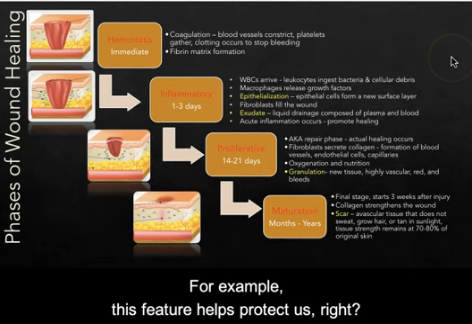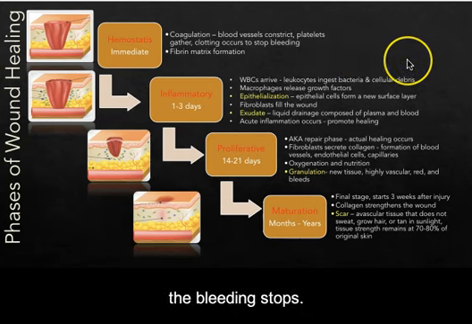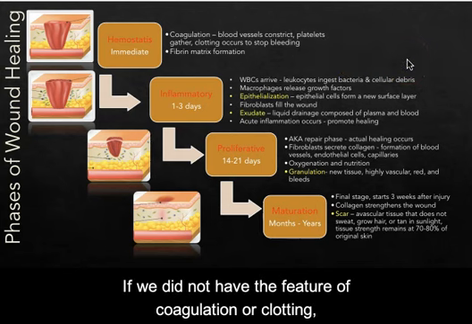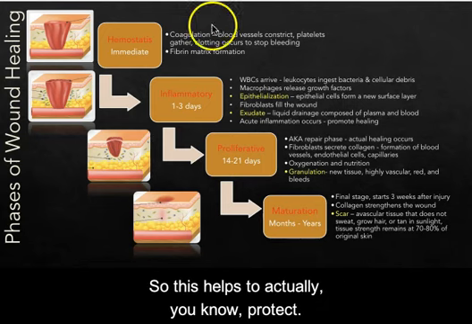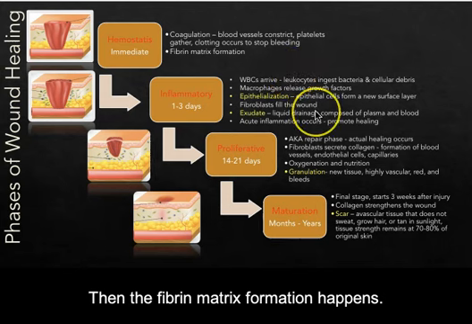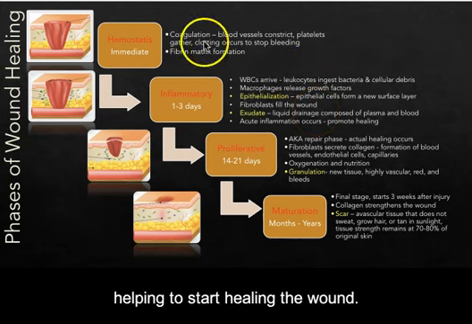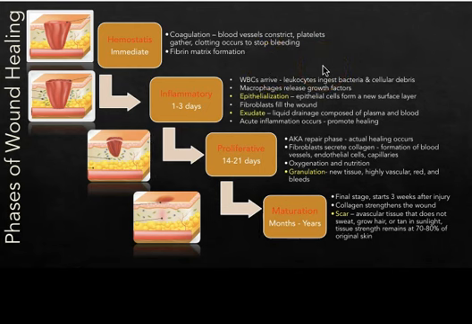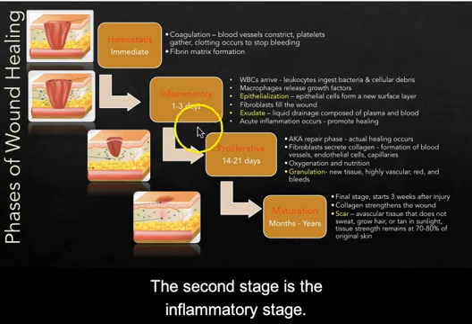This feature helps protect us, right? Because when blood clotting happens, the bleeding stops. If we did not have coagulation or clotting, we could just bleed out until we die, right? So this protects us from bleeding out. Then the fibrin matrix formation happens. You have this matrix of fibrin helping to start healing the wound. This happens immediately.